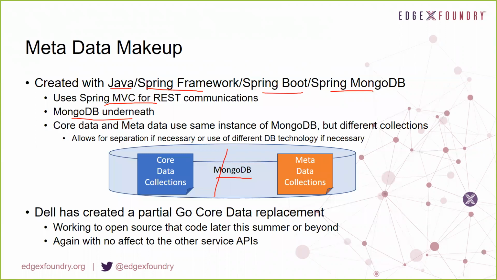Now, while we have them running in a single Mongo database instance, that's for convenience and resource constraints, it allows us in the future to think about separating these two if we need to. And in fact, we've actually done that inside of Dell. We've had core data running in something like SQLite and had metadata running in Mongo, or vice versa. It allows us to choose independently which database mechanism is used underneath the covers to persist the data in each of these types of microservices. Today, they're both housed in a Mongo database, but they're separate collections.